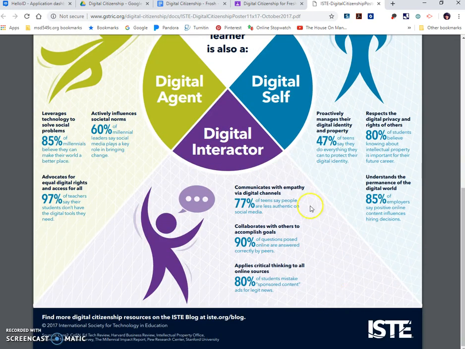When we're talking about the digital interactor, that's all about communicating with kindness and empathy and in a professional manner when you're in digital environments. This piece is also concerned with harnessing the powers of technology to interact in ways that weren't possible before we had that technology. For example, you would be a good digital interactor if you use Google Hangouts with your class and another class across the country to have a conversation.